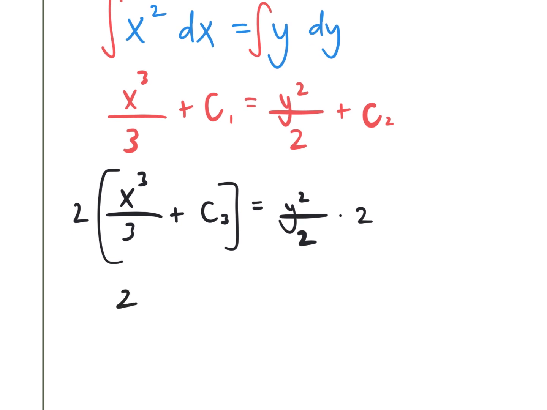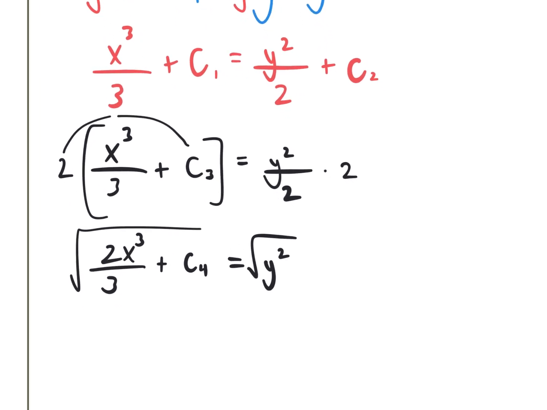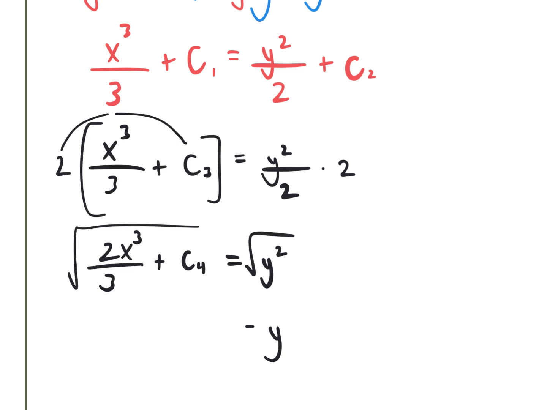So I get 2/3 x cubed plus, again, this is 2 times a constant. Am I still going to have a constant? Yeah, so I'm just going to write plus C. Technically, it's like our 4th constant there. And then that's equal to y squared. Last step, solve for y. Square root both sides. And when I'm solving an equation, I don't have just the positive version. I have the positive or negative version of that answer.